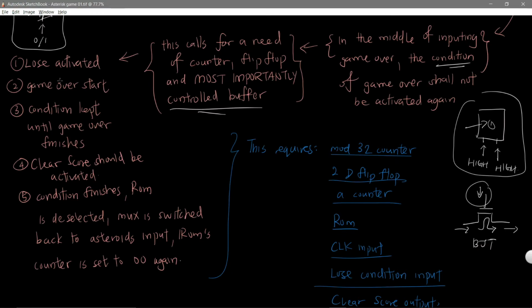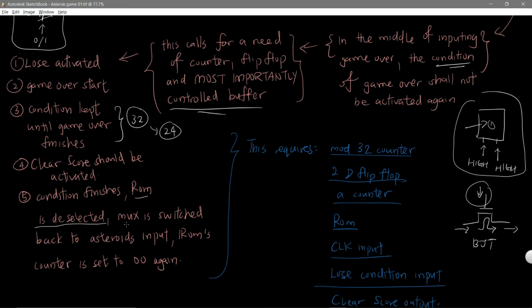So let's go over the details. First, the lose condition is activated, then the game over scene starts, and then the condition is kept until the game over finishes. You can adjust it to your own customized duration. For me, I want it to be 32 clock pulses, and my message length is 24 clock pulses. The clear score should be activated, so your score should be cleared the moment that you crash into the asteroid.